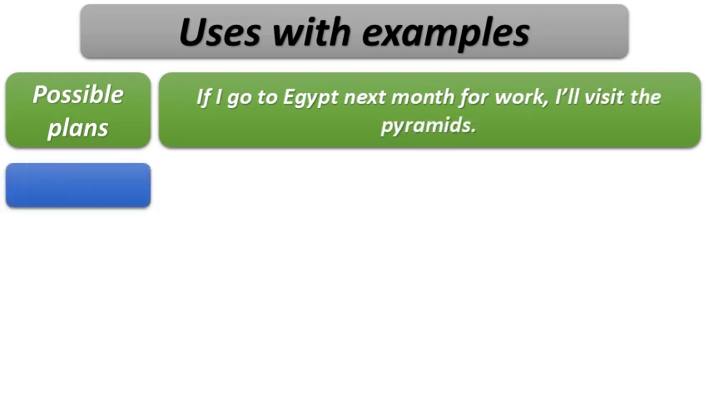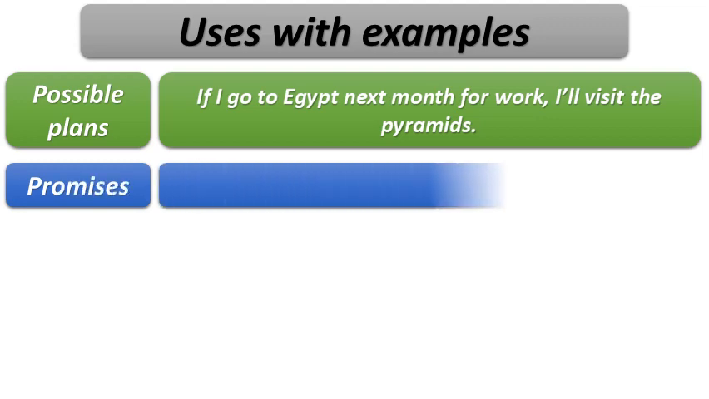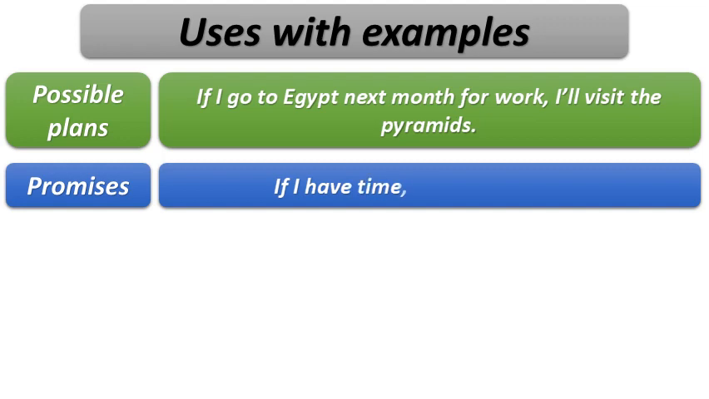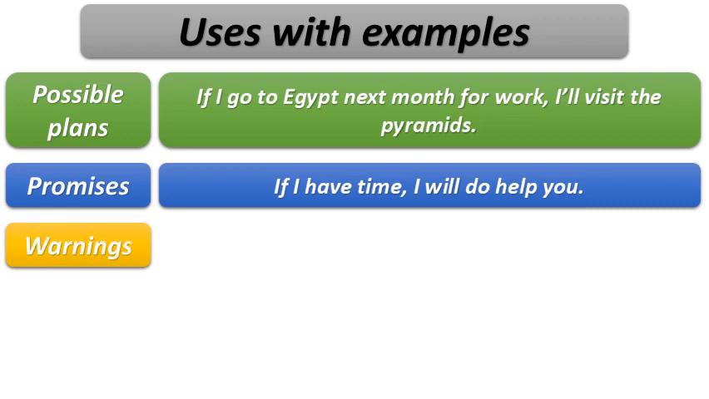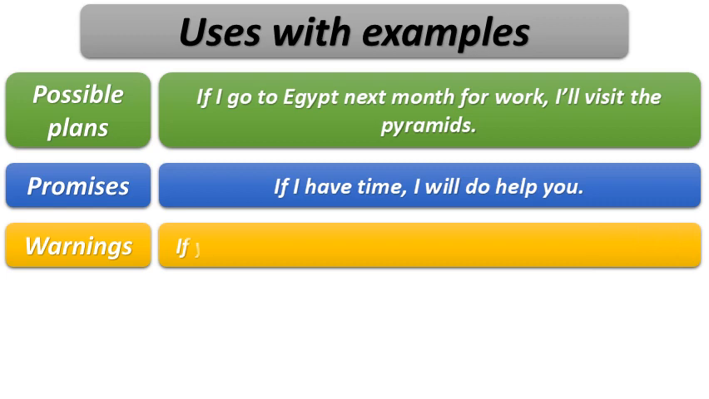Number 2. It is used to express promises. For example, if I have time, I will help you. Number 3. It is used to express warnings. For example, if you touch that wire, you will get an electric shock.